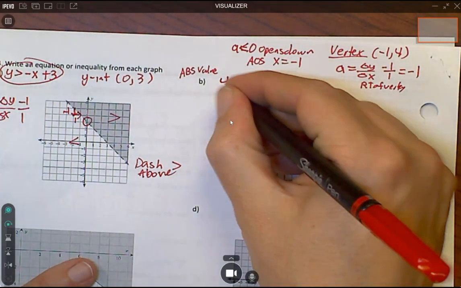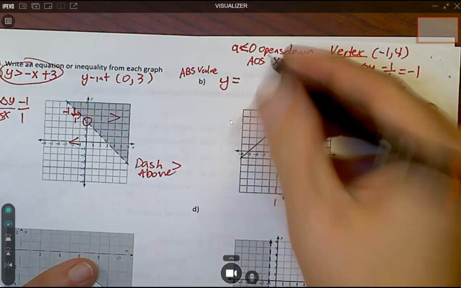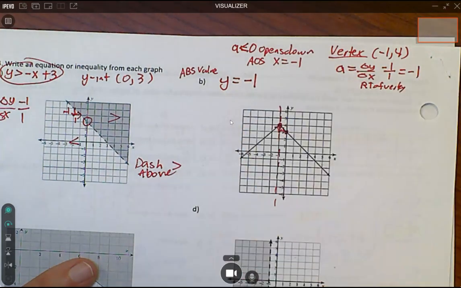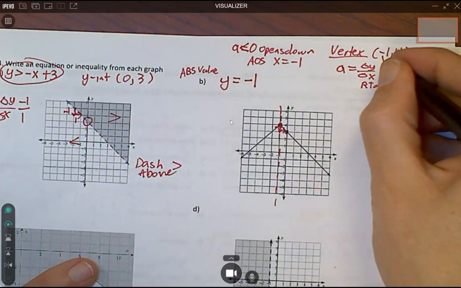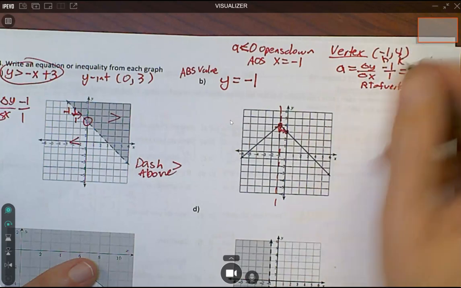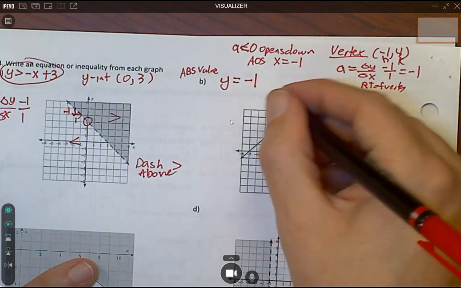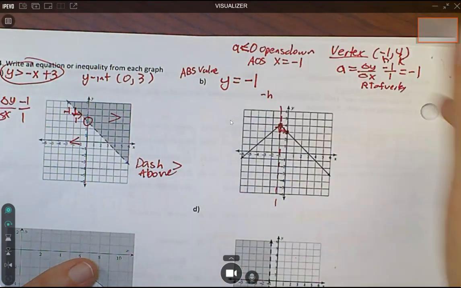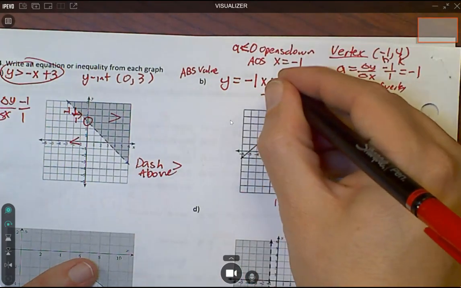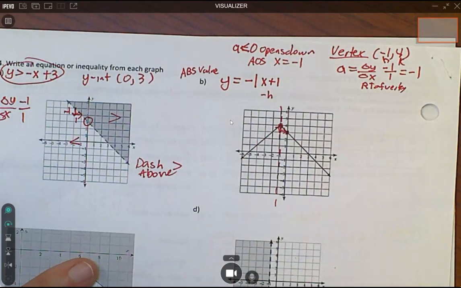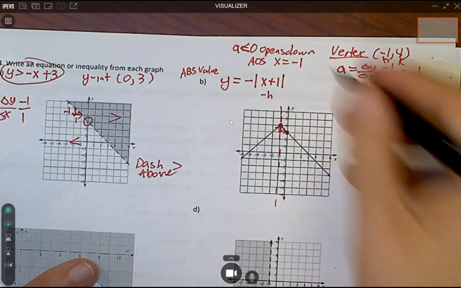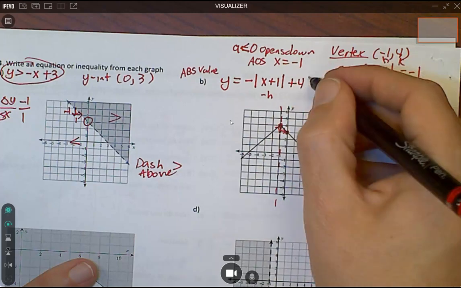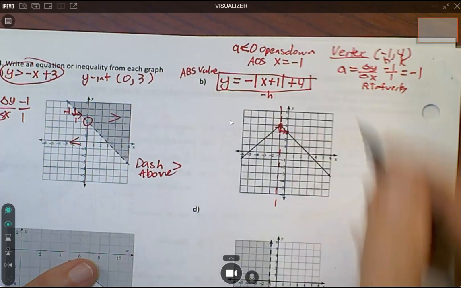So we go y equals, a goes in front of the absolute value. Okay, we do the opposite of h, k. So I'm doing the opposite of h here, and h is just the x of the vertex. We go x plus 1. And then we got plus 4.